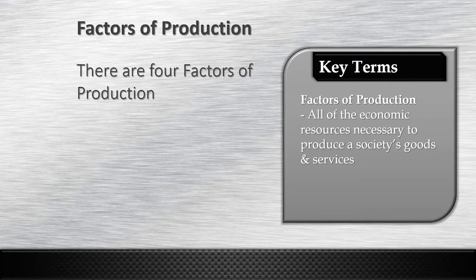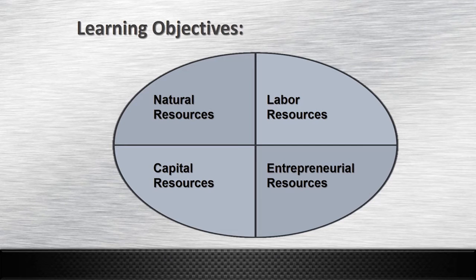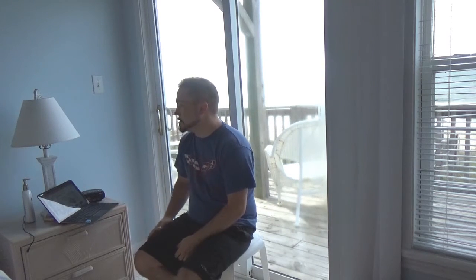As I talked about, there are 4 factors of production. Factors of production are all of the economic resources that are needed to produce a society's goods and services. The 4 factors of production are natural resources, labor resources, capital resources, and entrepreneurial resources. And we're going to go over those one at a time, starting with natural resources.